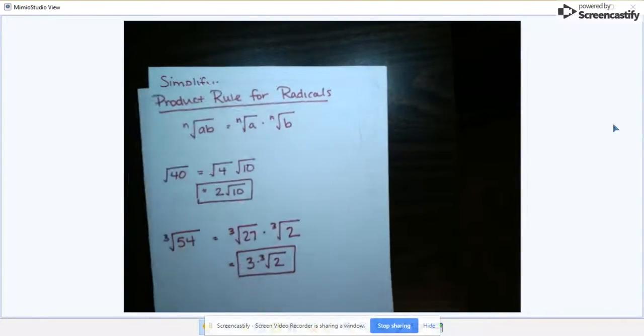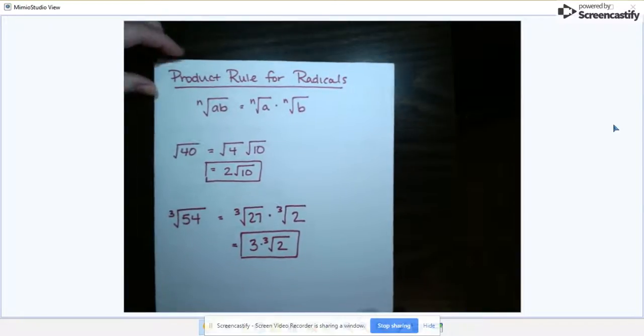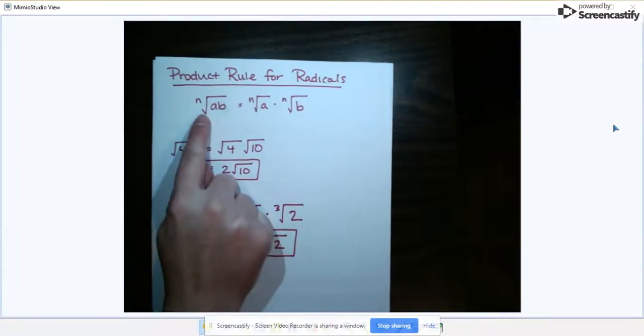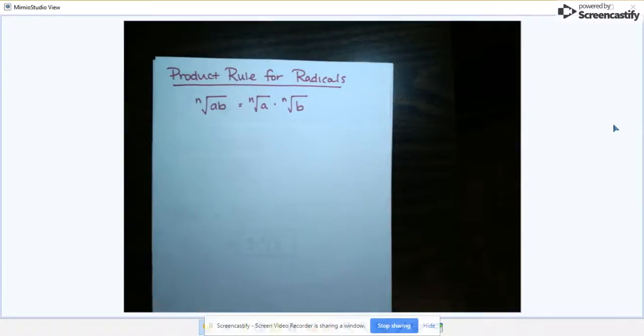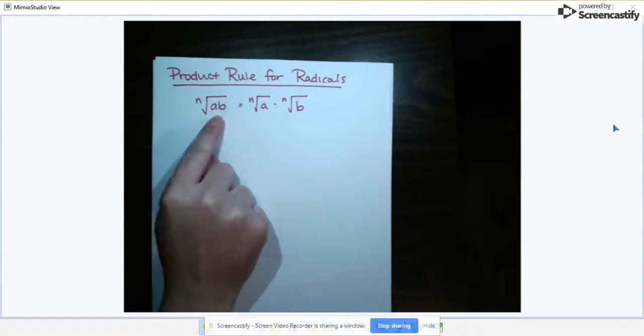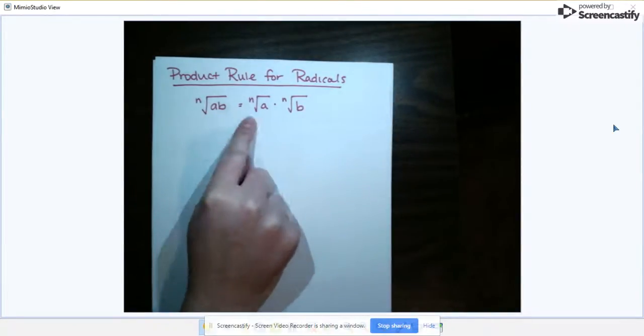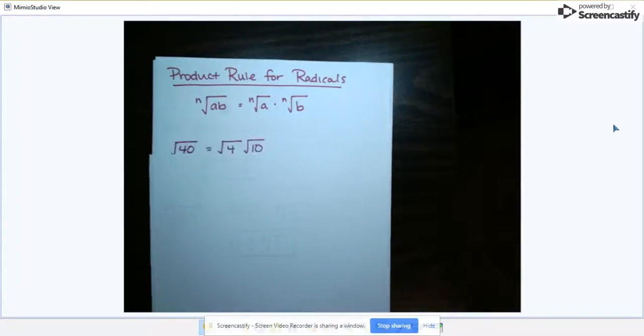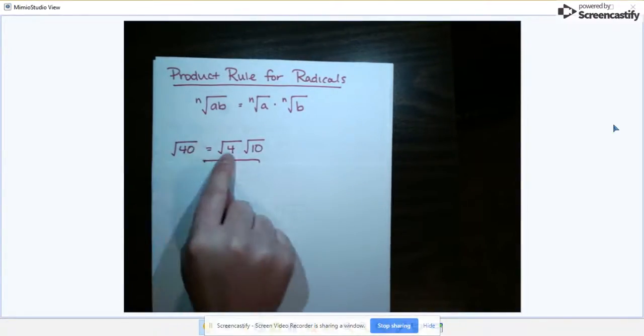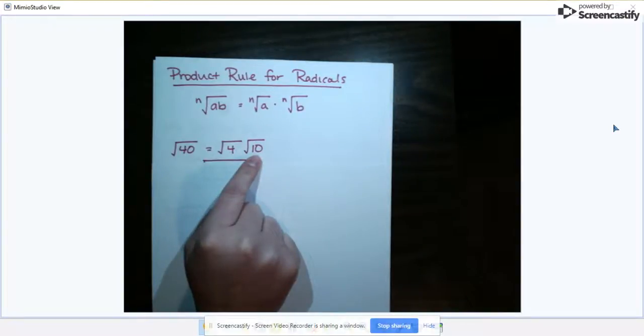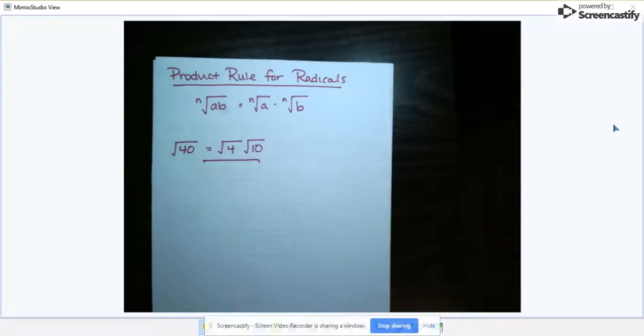So this is what we're going to focus on a lot today, the product rule for radicals. If I have a radical of a product, any nth root of a product, I can split that up into 2 factors. Okay, so for example, square root of 40 can be split into square root of 4 times square root of 10. I could have chosen 8 and 5. However, square root of 8 doesn't come out nicely, and neither does square root of 5, whereas square root of 4 does. So this simplifies to 2 root 10. This is what we call simplified radical form, which is what we're going to practice a lot today.